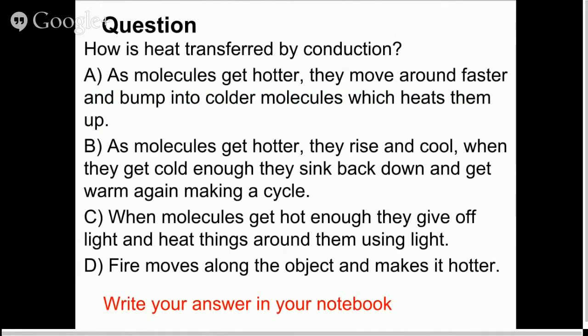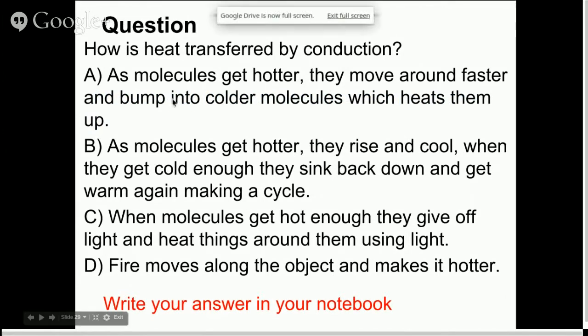How is heat transferred by conduction? Is it A, as molecules get hotter, they move around faster and bump into colder molecules, which heats them up? B, as molecules get hotter, they rise and cool. When they get cold enough, they sink back down and get warm again, making a cycle. C, when molecules get hot enough, they give off light and heat things around them using light. Or D, fire moves along the object, making it hotter. Write your answer in your notebook. Go ahead and pause it.